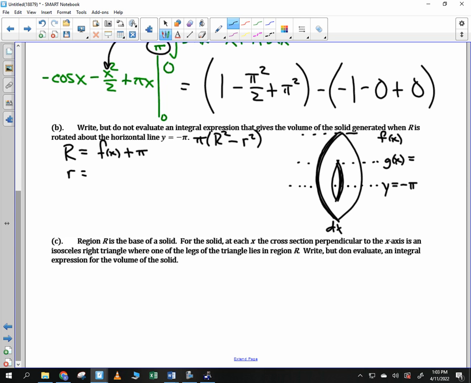And my little radius? G of x plus pi. So can somebody tell me my integral expression? Pi integral. Good. F of x plus pi quantity squared. Dx, don't forget the dx, we'll take a point off. Bounds of integration. 0 to pi.